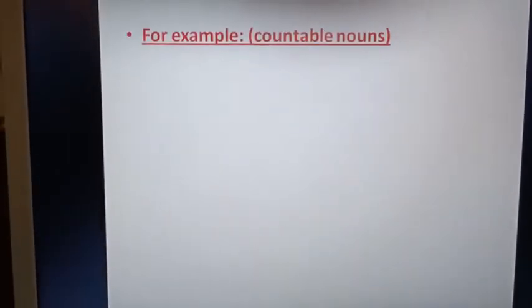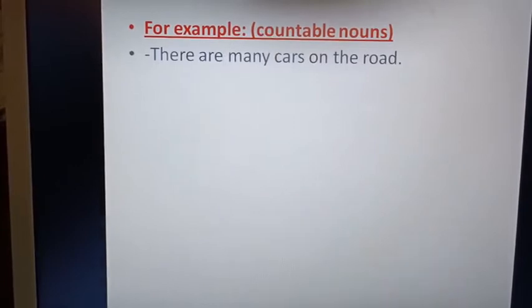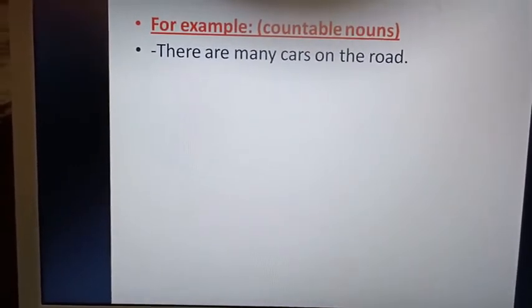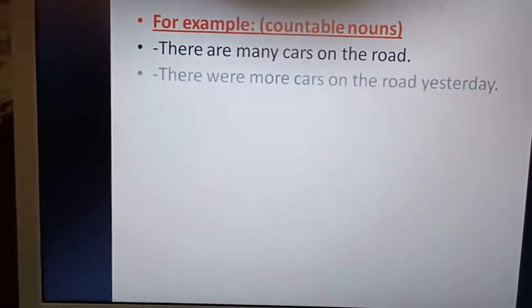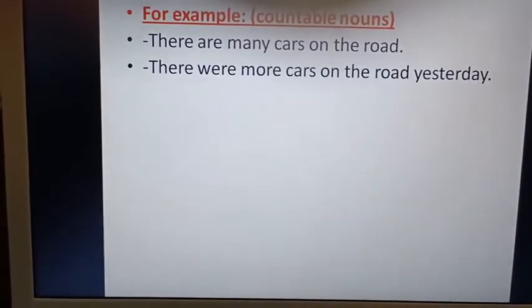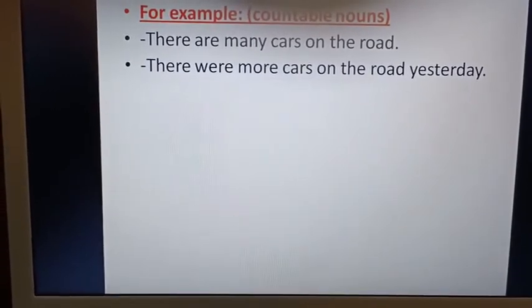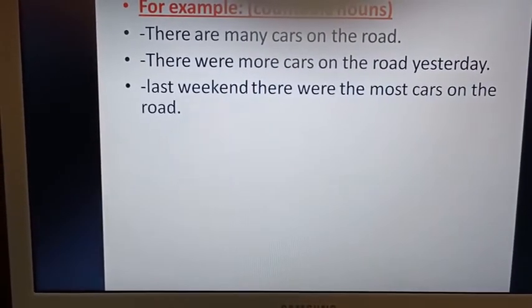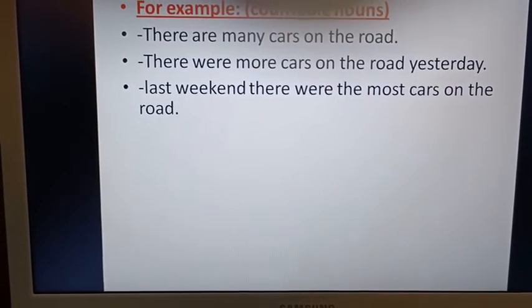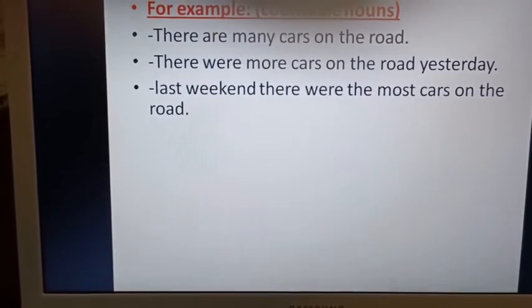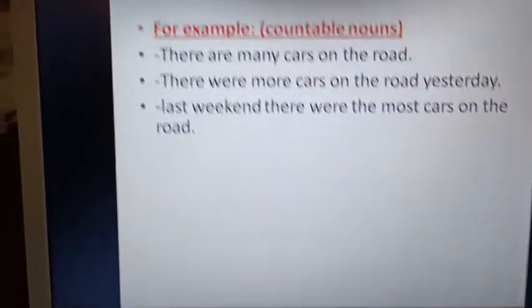Let's have some examples. For the countable nouns, there are many cars on the road, so it's the lowest degree. There were more cars on the road yesterday, so it's the middle degree. Last weekend, there were the most cars on the road. It's the highest degree ever, going ascending.